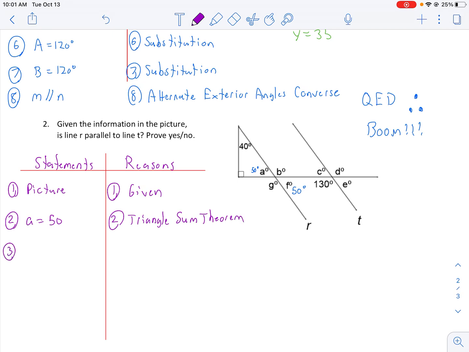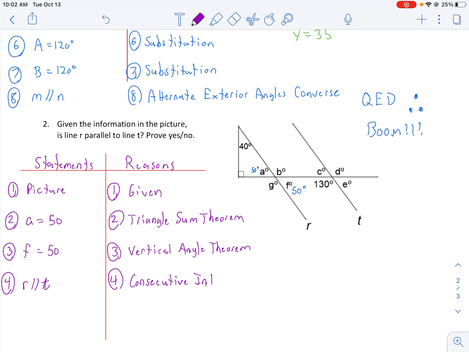Okay, after we found A, we found F to also be 50. And that is because of the vertical angle theorem, which says that vertical angles are congruent. And then we now know that line R is parallel to line T because of the consecutive interior angles converse.